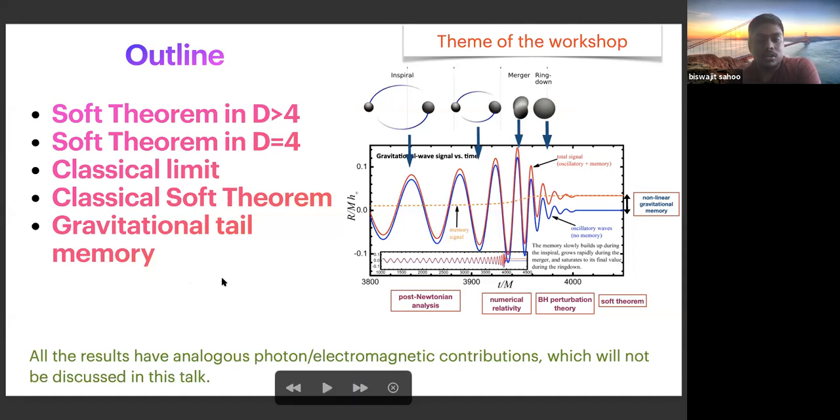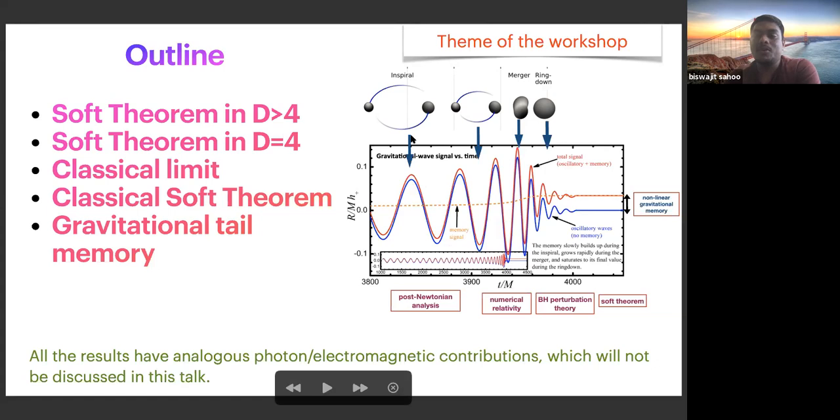I should also say that for all these results, there is always an electromagnetic counterpart in terms of the soft photon theorem or the electromagnetic waveform, but I will not talk about that today, though the electromagnetic part is better understood. And just to mention the theme of the workshop, I think Prahar has already mentioned where we can measure this gravitational memory.